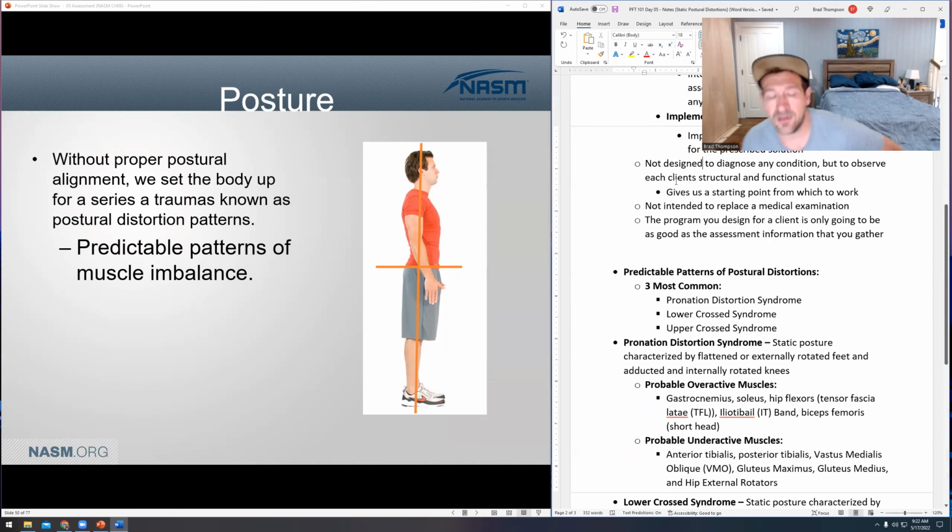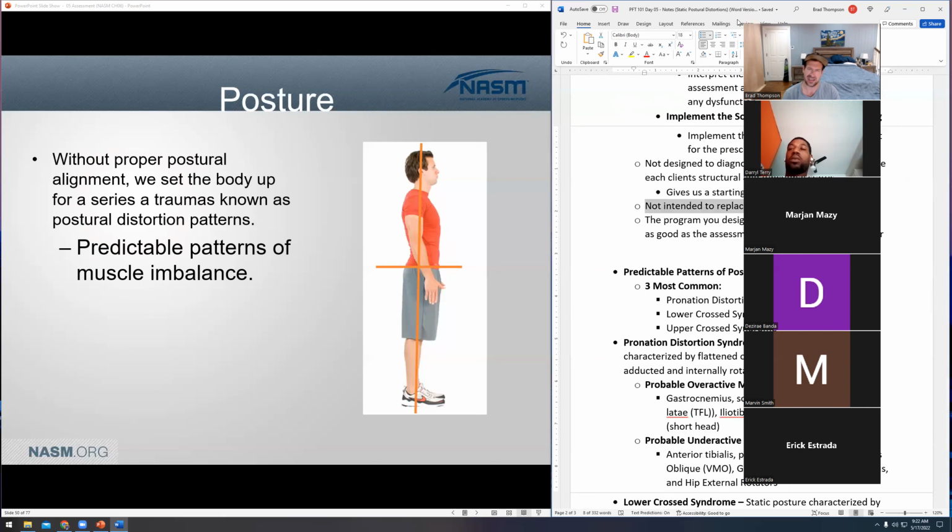Things to remember about fitness assessments. You'll hear me say this again in a couple of days, but our fitness assessments are not designed to diagnose any conditions. That's not what we're doing. Our job is to look at our client's structural status. That gives us a starting point to work from, and then we can fix these things slowly over time. So this isn't a medical examination.